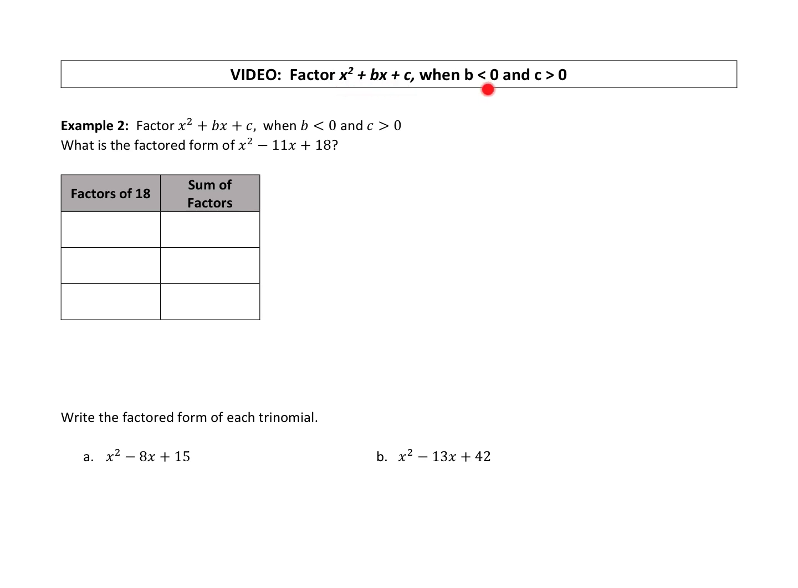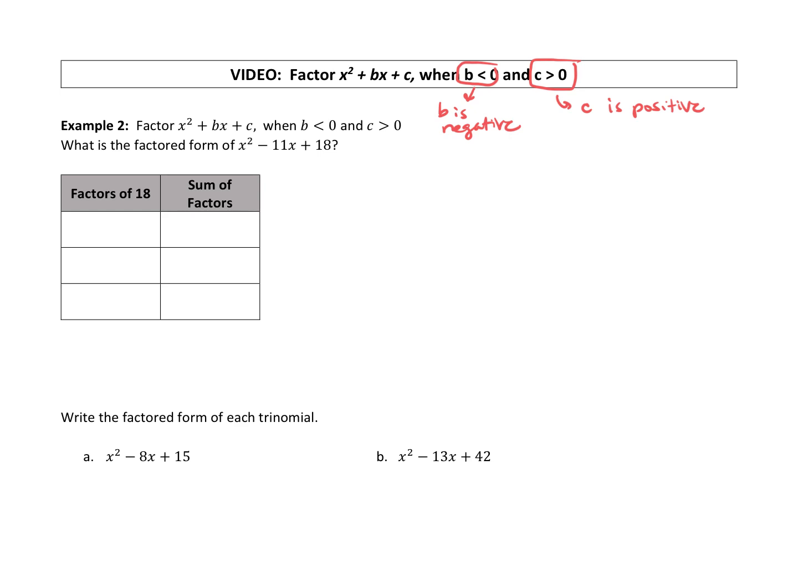when b is less than 0 and c is greater than 0. So let's write that out in words. When we say c is greater than 0, we always look at the c value first. That means that c is positive. So if you have a positive c value and b is less than 0, that means that b is negative. We're going to show how to factor these in this example.